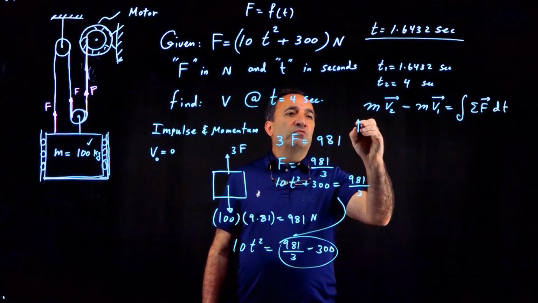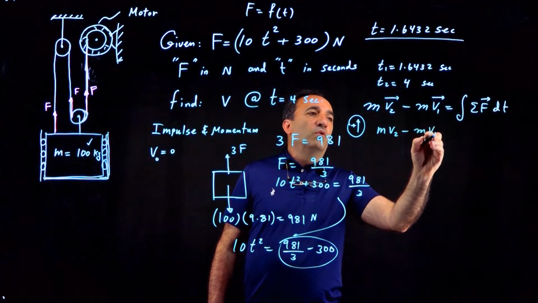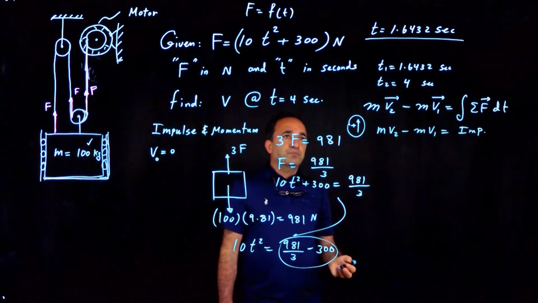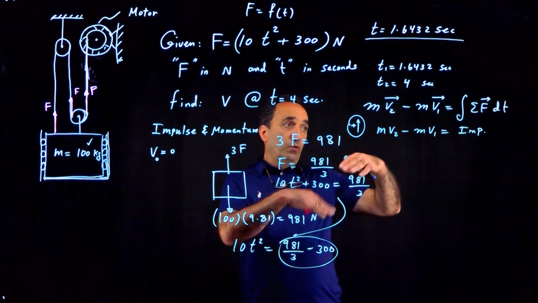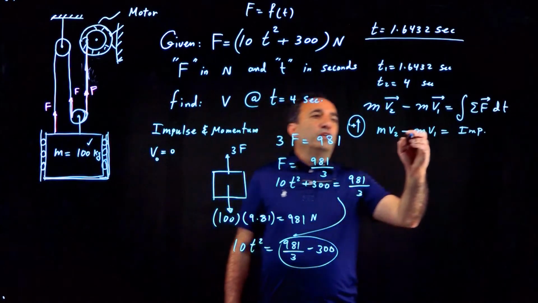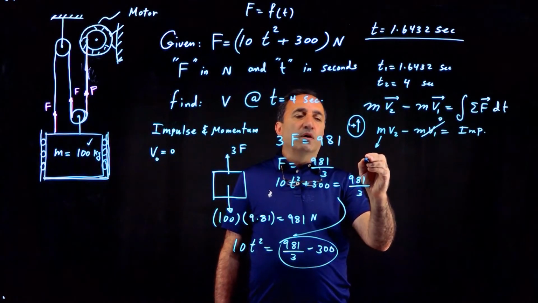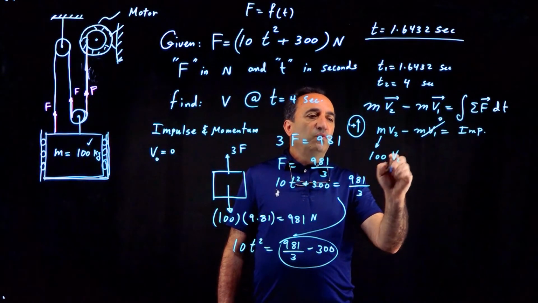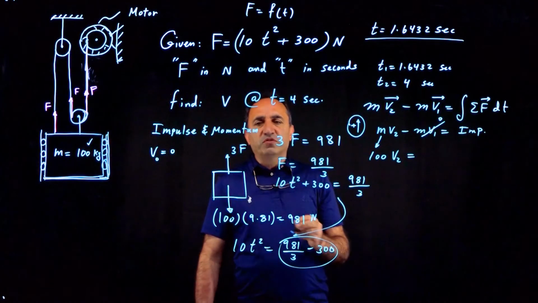So if we take this to be the positive direction, I can rewrite this again as mv2 minus mv1 equals the impulse. Now, impulse, remember, is just the integral of force with respect to time over the time where the motion is taking place. In this case, our initial velocity is 0, our mass is 100 kilograms. This is the metric system, right? This v2 is the velocity at t equal 4 seconds, equal to the impulse. What forces do we have?